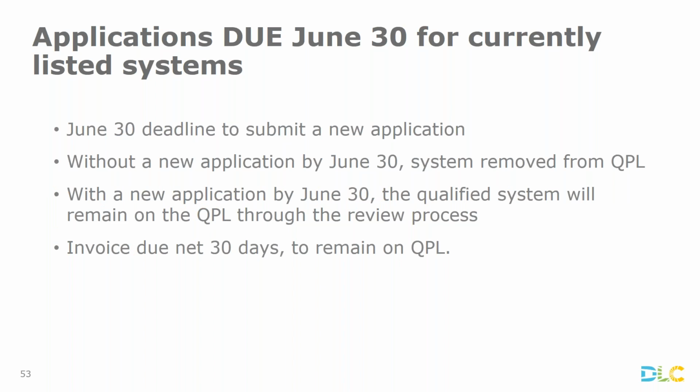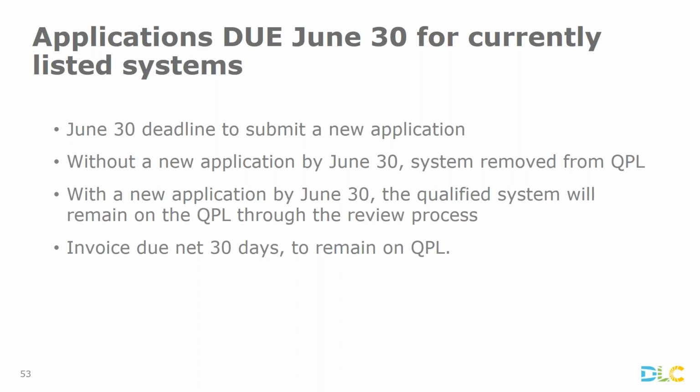Now we'll take a look at the qualification process and fees. For systems that are currently listed on the QPL, June 30th is a deadline to submit a new application with supporting references. If a new application is not received by June 30th, the qualified system will be removed from the QPL until a complete new application and qualification fee are received.